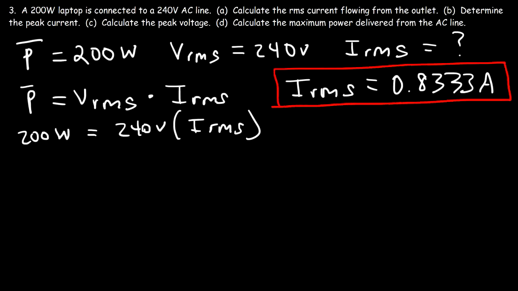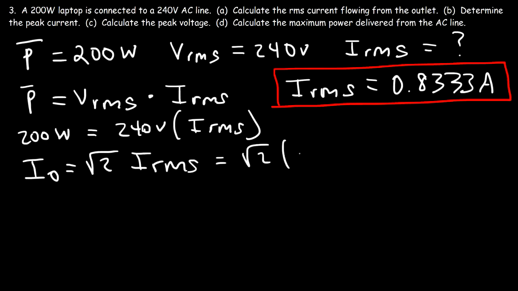Now let's calculate the peak current. The peak current is the square root of 2 times the RMS current. And so it's going to be the square root of 2 times 0.8333. And so this is equal to 1.1785 amps.